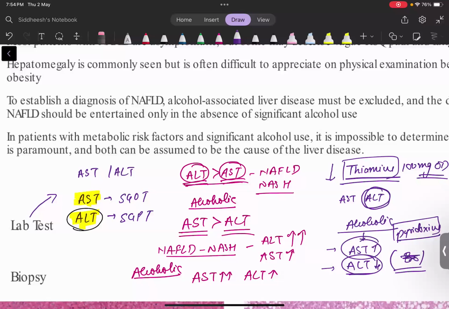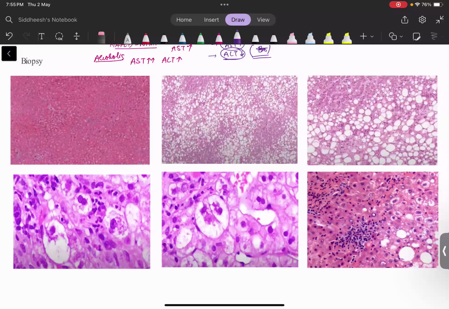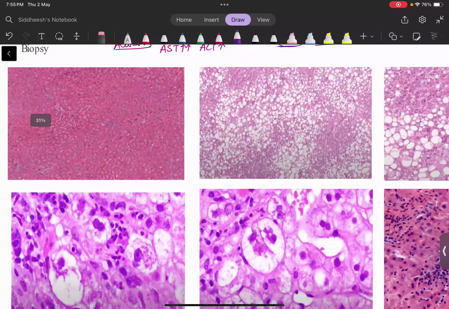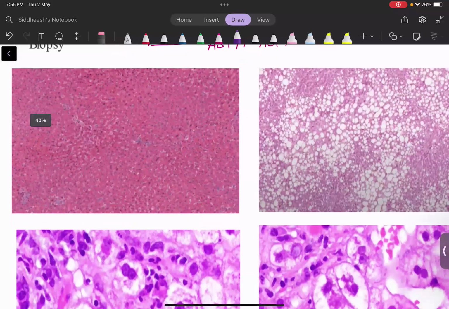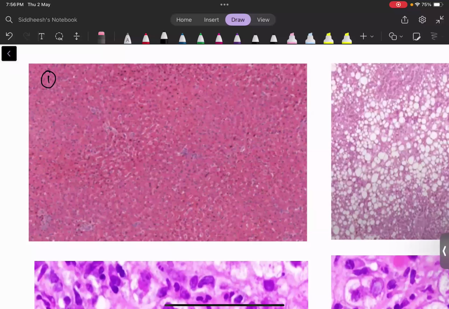Done. Yes, perfectly fine. Now let's discuss the first image. So let me change my color. This is your first image. I hope it is visible to everyone. Clearly visible.